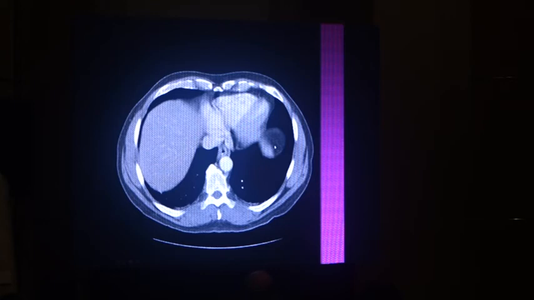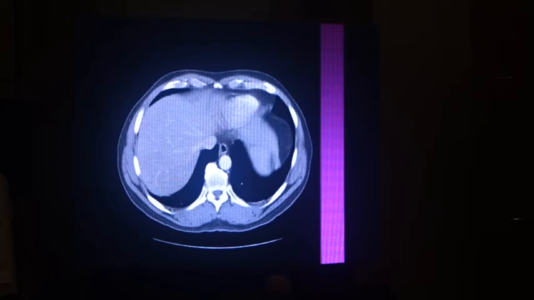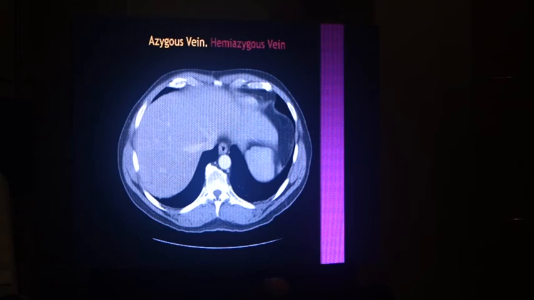This transverse or axial plane is taken at the base of the thorax. So for an ideal CT, one should take the slice from the lower part of the chest. So we should include the diaphragm as well as the base of these things. Here we can see the right lung, left lung.